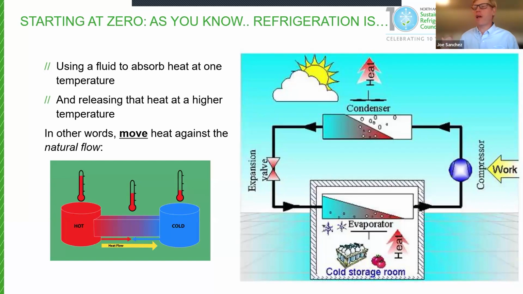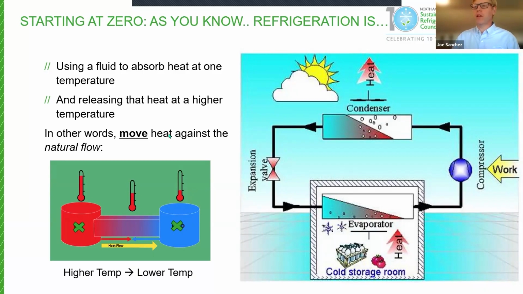So now that we have some insight into it, I want to shore up some of our basic knowledge, and also we just need to start somewhere. So I like starting at zero, and I apologize because I know a lot of you all know this, but we're going to move pretty quickly here. So as you know, refrigeration is when we use a fluid to absorb heat at one temperature and release that heat at a higher temperature. So we're moving heat against the natural flow.